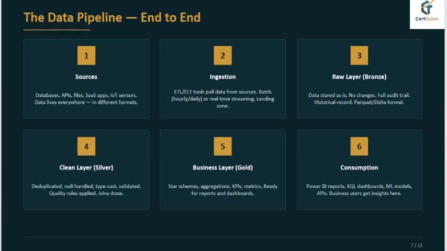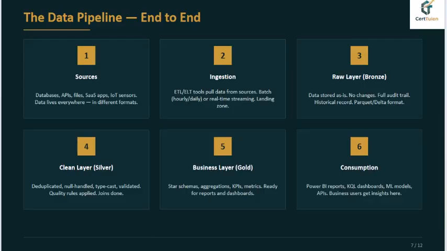Step 4, clean layer or silver. Here is where the duplicates are removed, nulls are handled, data types are corrected, quality rules are applied, and this is where most transformation happens.